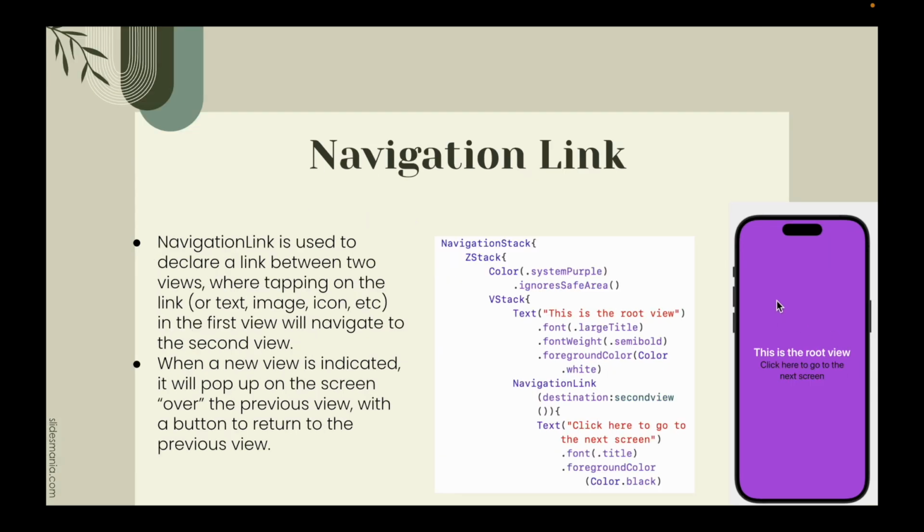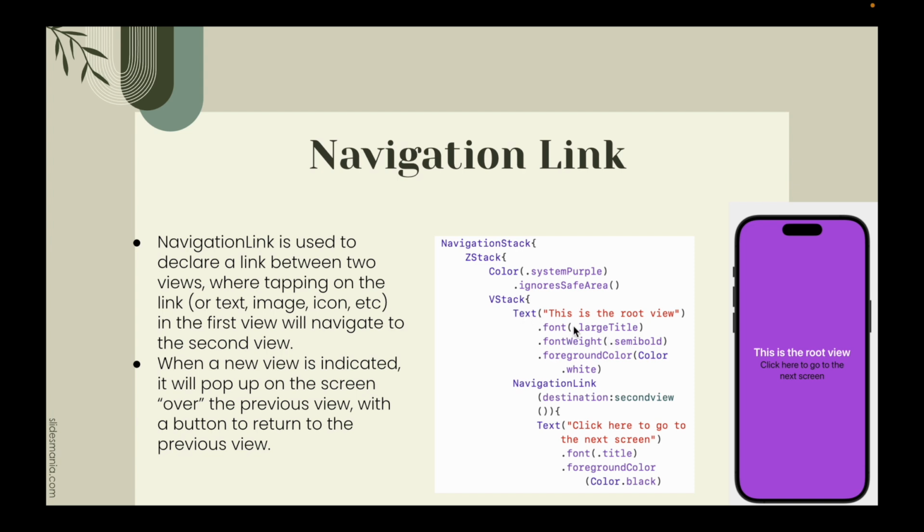A navigation link is used to declare a link between two views, where tapping on the link, text, image, icon, etc. in the first view will navigate to the second view. When a new view is indicated, it will pop up on the screen over the previous view with a button to return to the previous view.